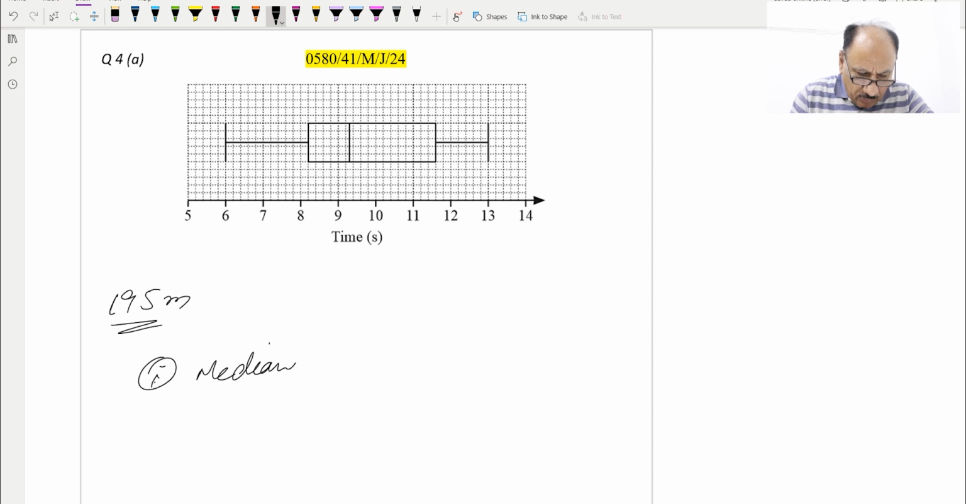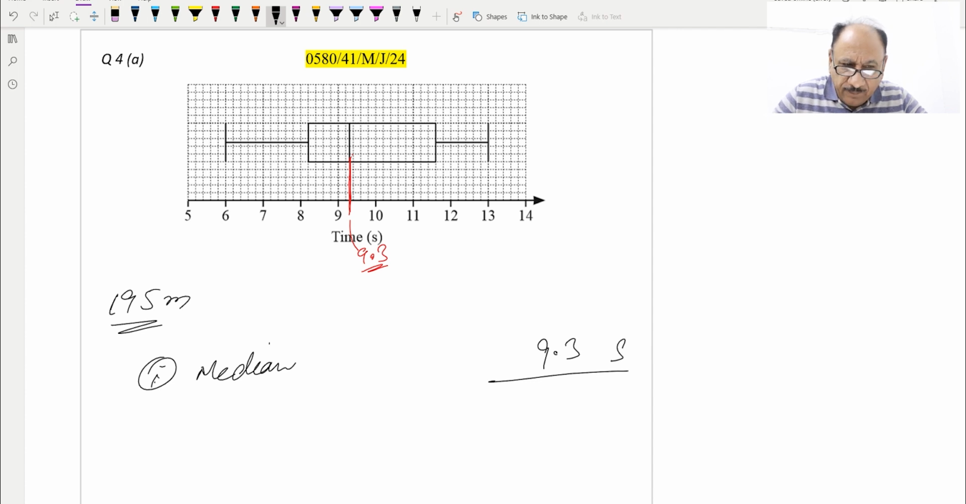Median is required. So for the median, we know this is the middle value. We can identify the median, it will be like this one, and each small box is for 0.2, so this will be 9.3. So our answer will be at this place, 9.3 seconds, and this is for 1 mark, which is done.